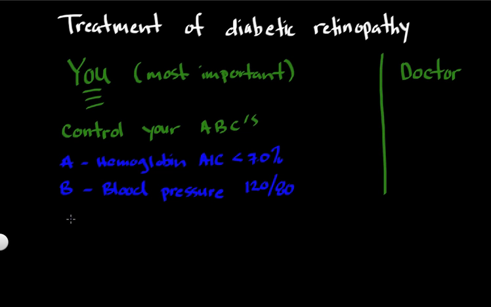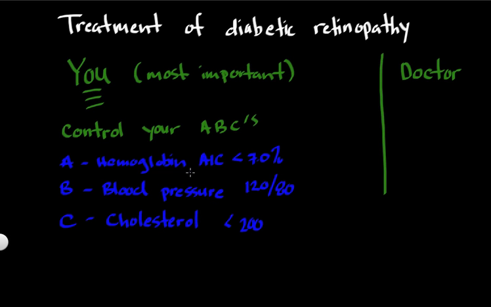The last component is C, and that is cholesterol. You want to keep your cholesterol under good control. You want your total cholesterol to be less than 200. You want your LDL, which is your bad cholesterol, to be much lower than that.